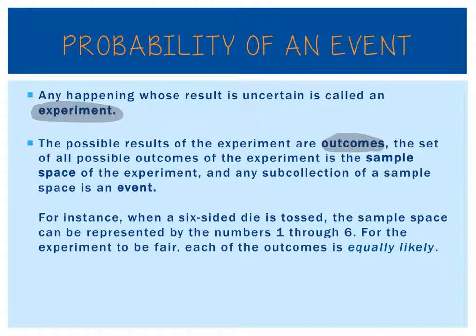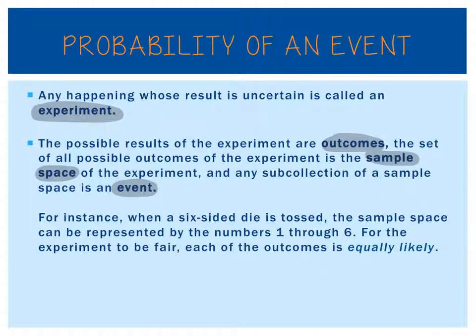The set of all the possible outcomes of the experiment is a sample space. So if you are flipping one coin, then your sample space is either heads or tails. Any sub-collection of the sample space is an event. Let's say you wanted to get heads on your flip of your coin, then that would be your event. For instance, when a 6-sided die is tossed, the sample space can be represented by the numbers 1 through 6. An event would be rolling a 2, something like that, or an even number.